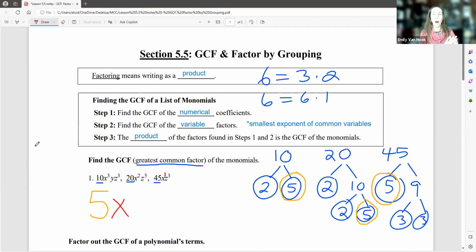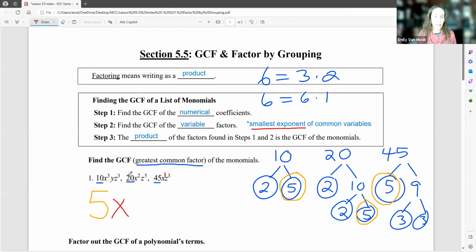So again, all three terms do have x, but we want to take the smallest exponent. So that would just be x to the 1. Now the first monomial does have a y, but the others don't. So y is not part of our GCF.